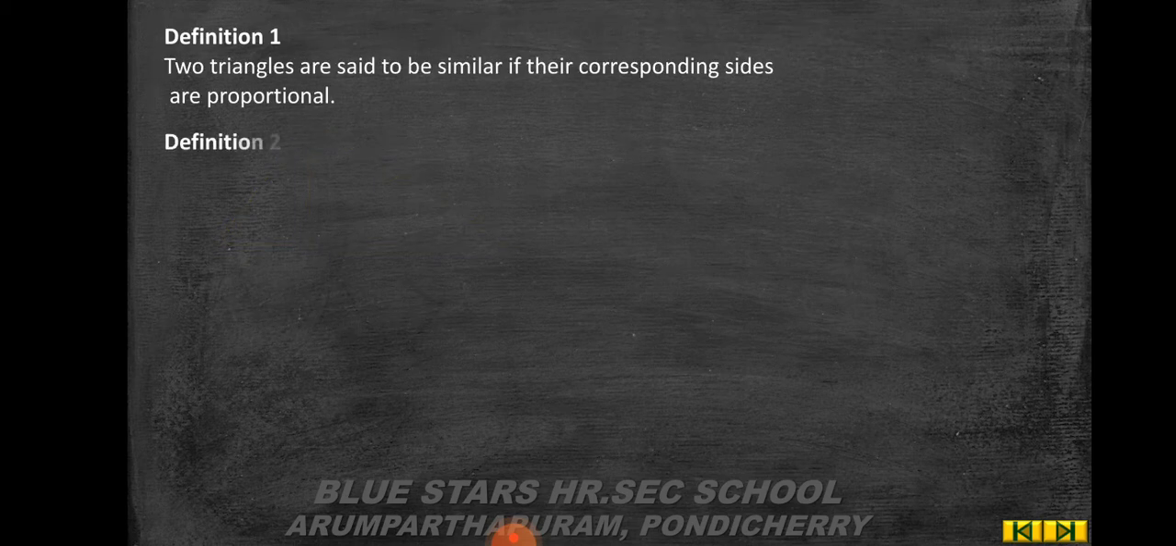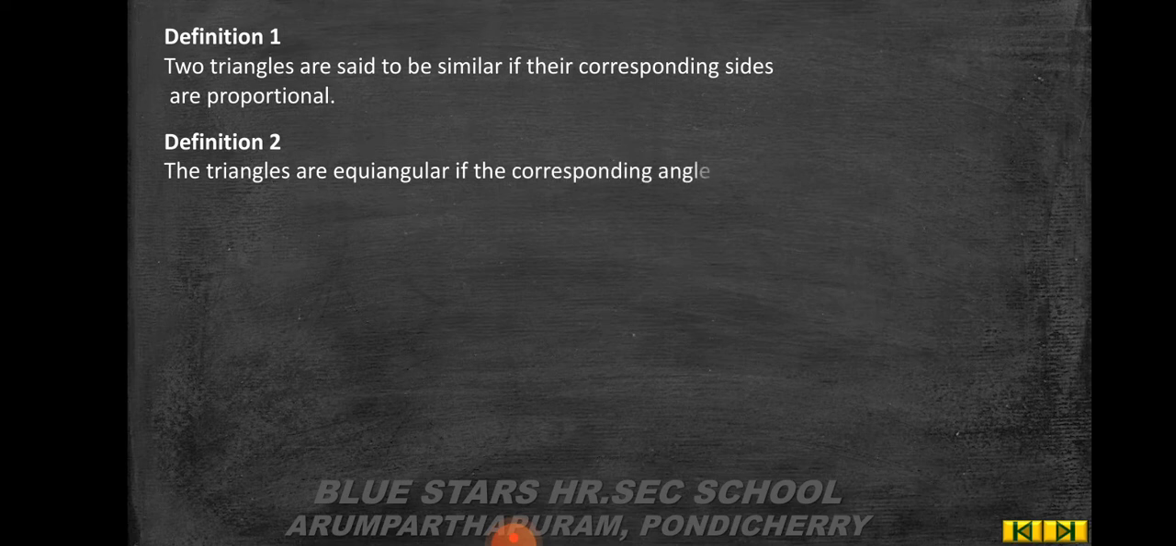So definition 1. Two triangles are said to be similar if their corresponding sides are proportional. And definition 2. The triangles are equiangular if the corresponding angles are equal.